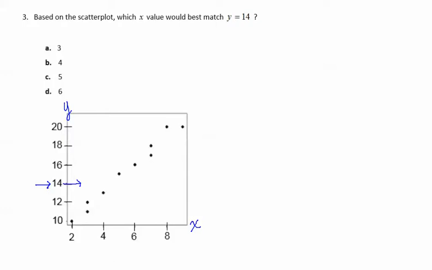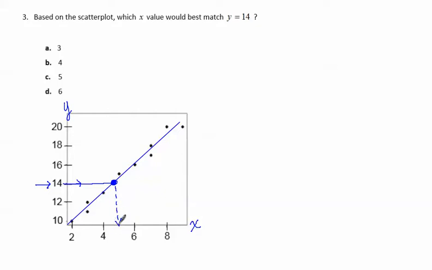To do that, you would have to draw the line that most closely represents the pattern that those points are following. And then based on that line, you follow it until you hit the line right there. So follow the level of 14 until it hits the line. That's where you take a turn and go down towards your x-axis.